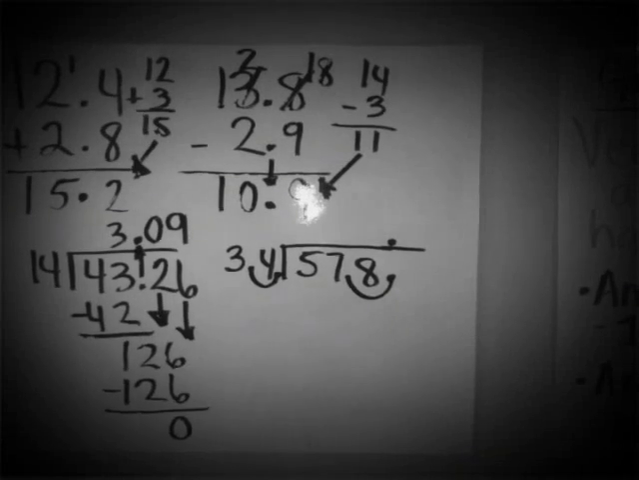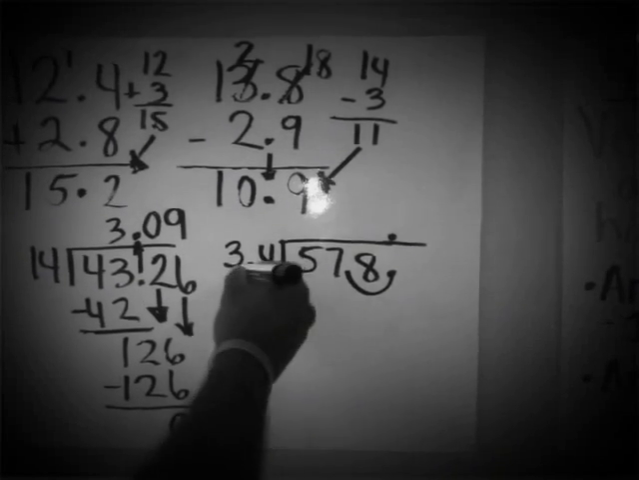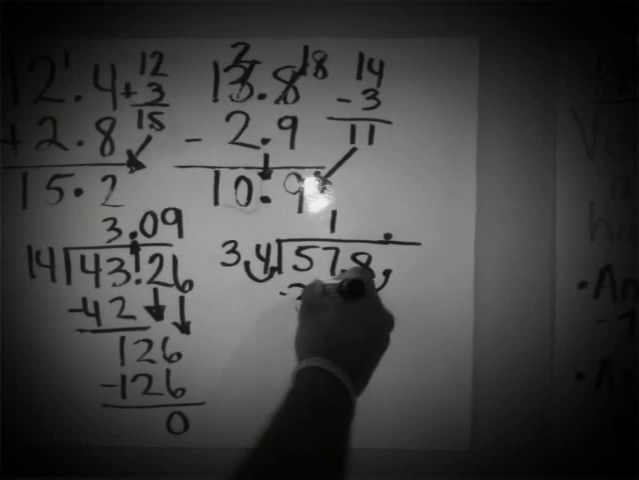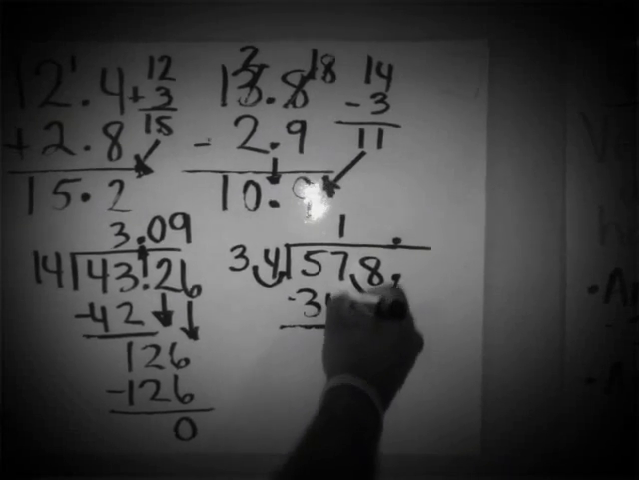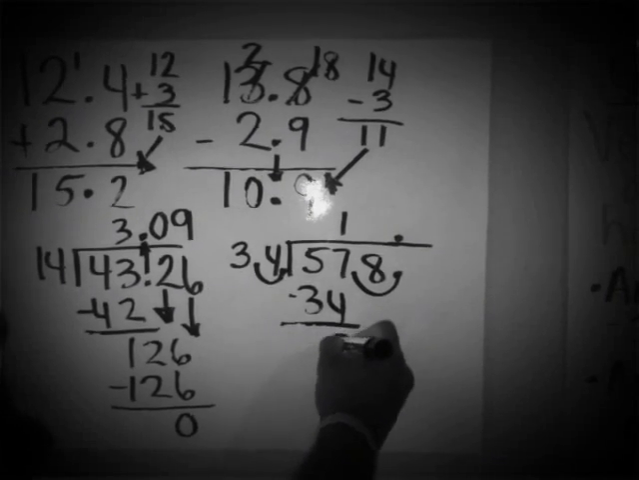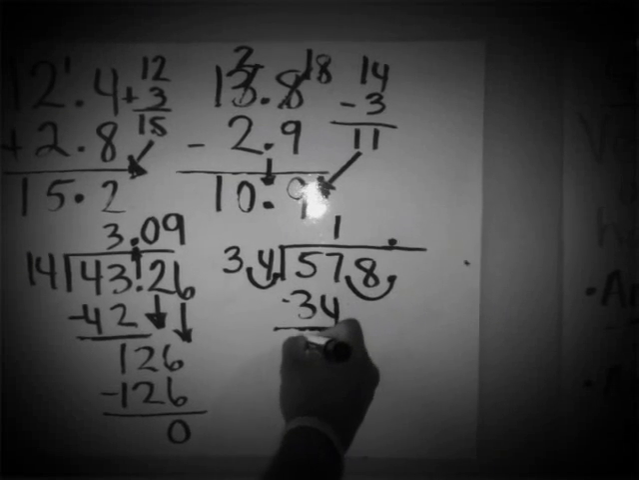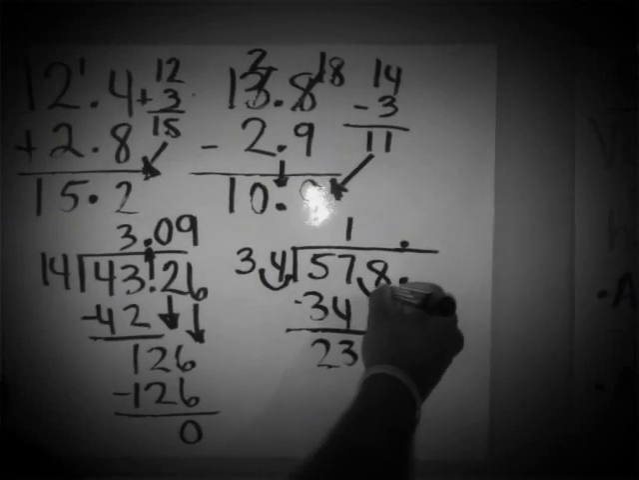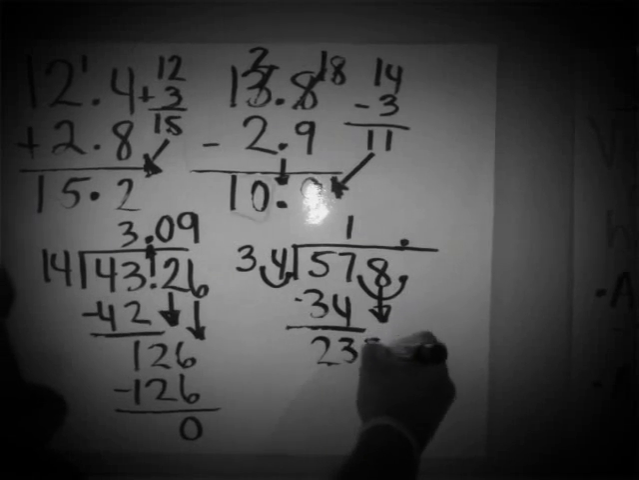Just divide as you normally would. 34 can go into 57 one time. You're going to subtract 34. 7 minus 4 is 3. 5 minus 3 is 2. 34 cannot go into 23, therefore we bring down our 8. And you can just use guess and check.